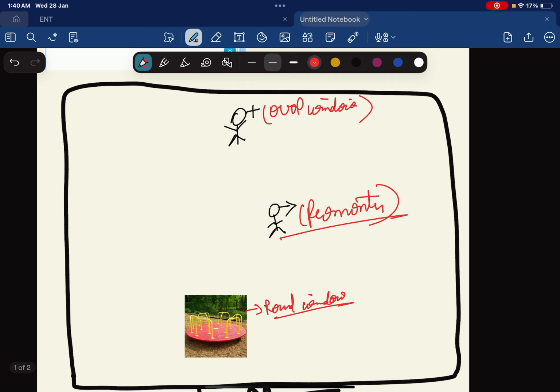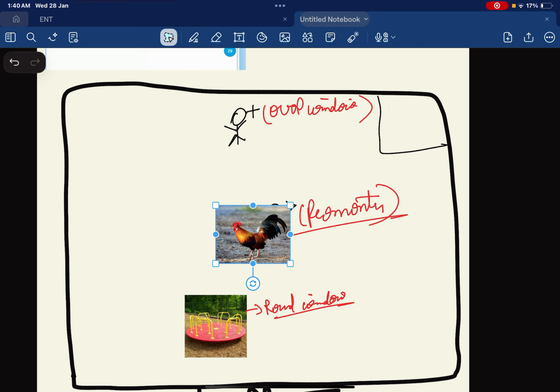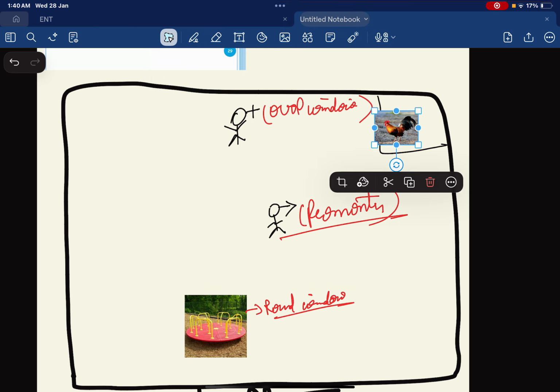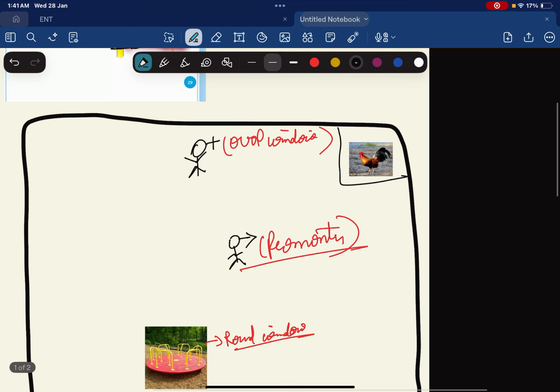Within this park there is a region for a poultry farm, and in this poultry farm there is a cock over here in this part of the park, and this will represent processus cochleariformis.